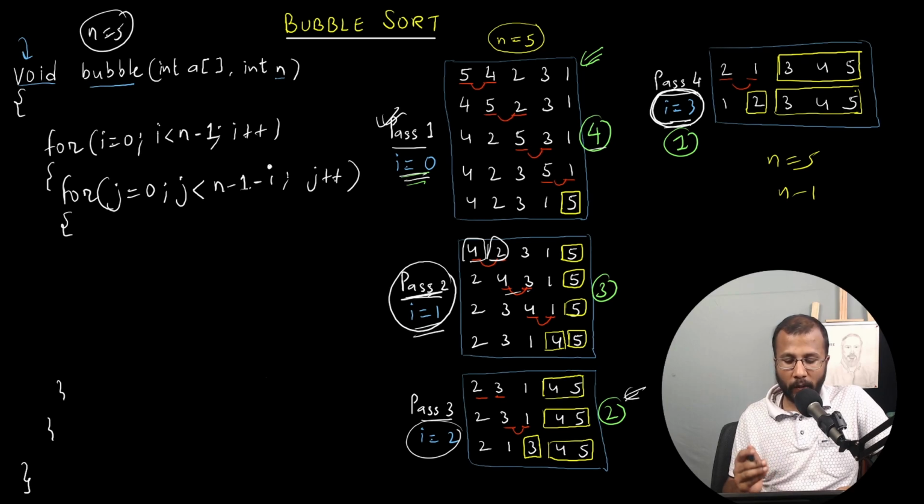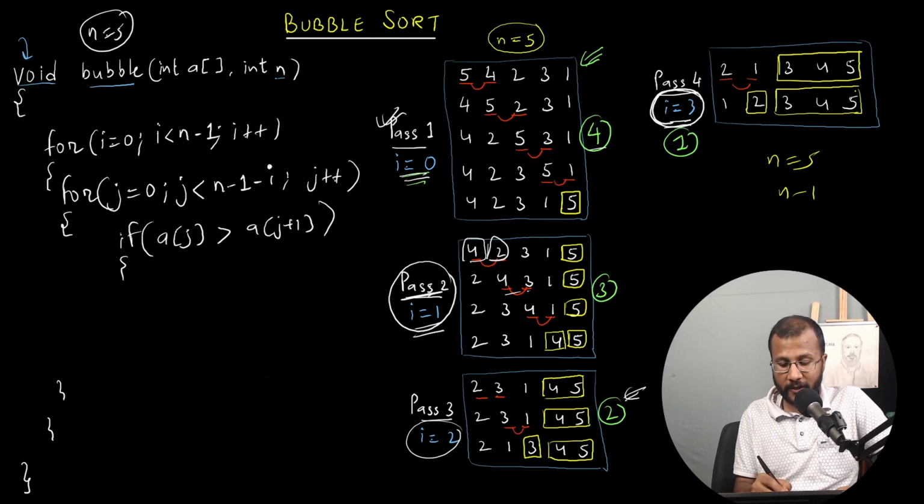Okay. Now what I do is I need to compare the element at index j and the element at index j plus 1. So I'll do the comparison. I'll check if the element at index j is more than the element at index j plus 1. I need to swap the elements a[j] and a[j+1].